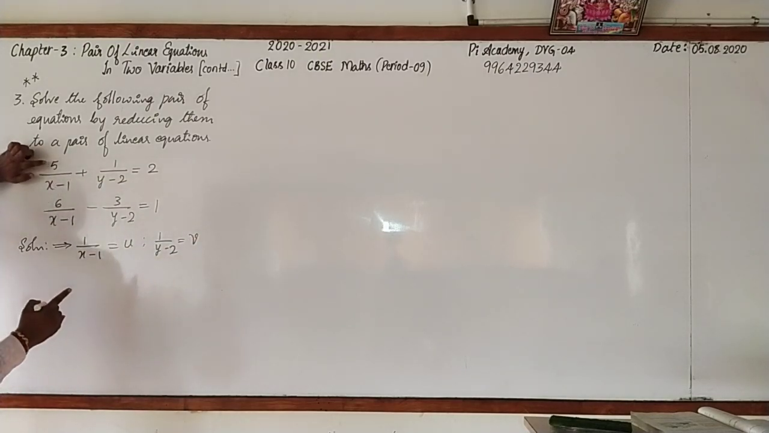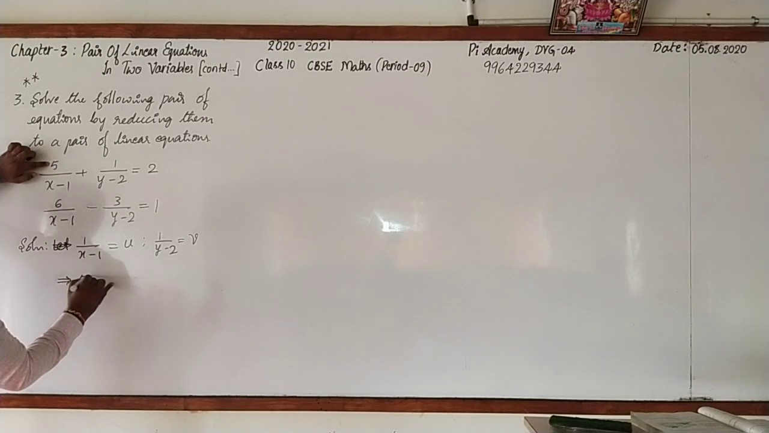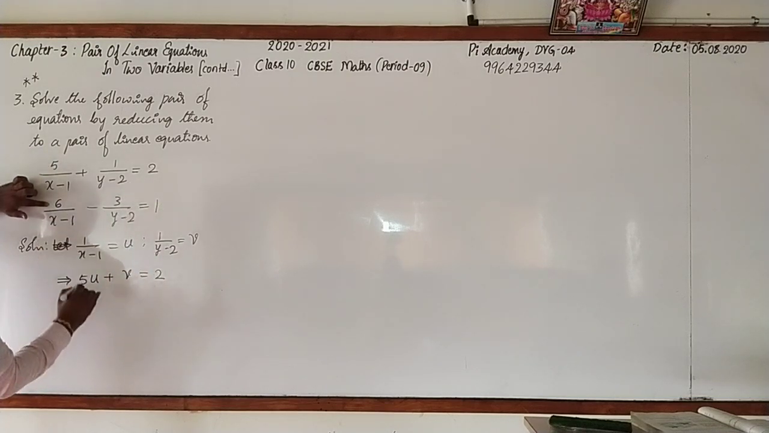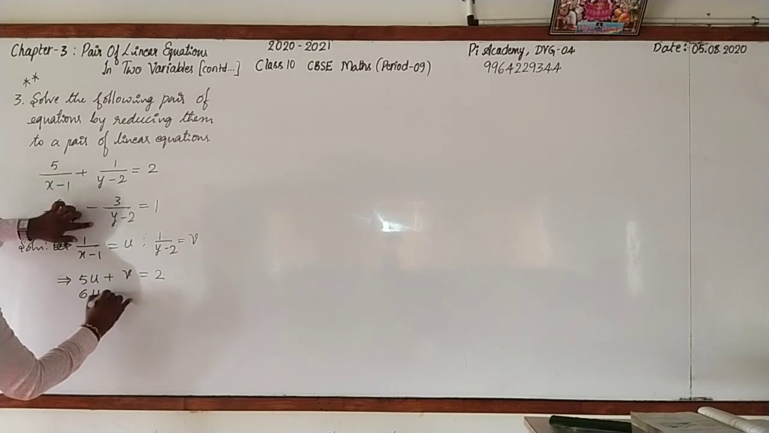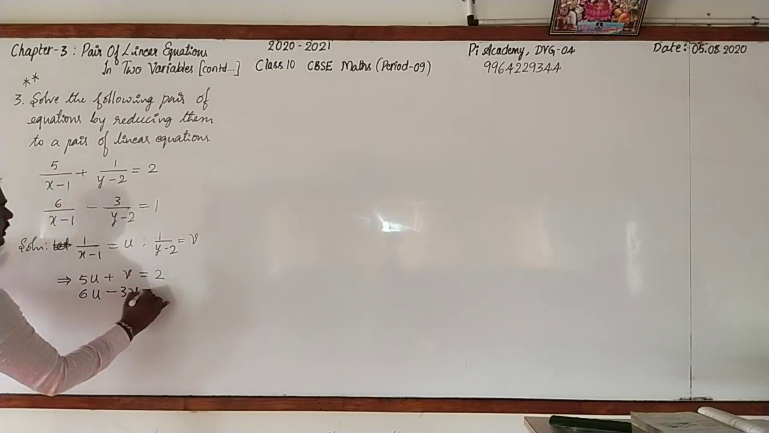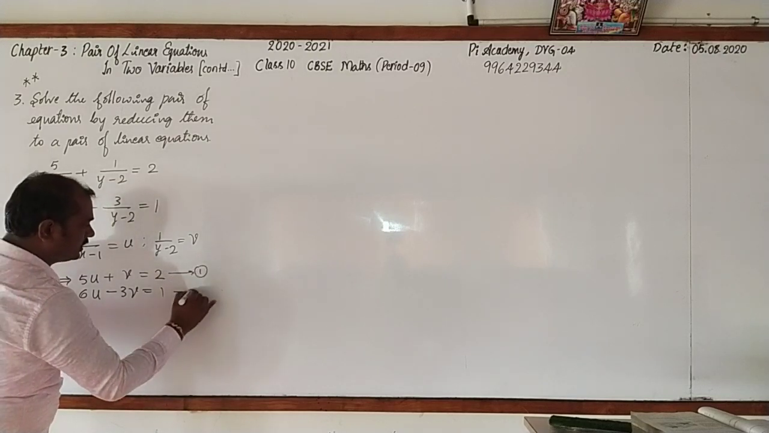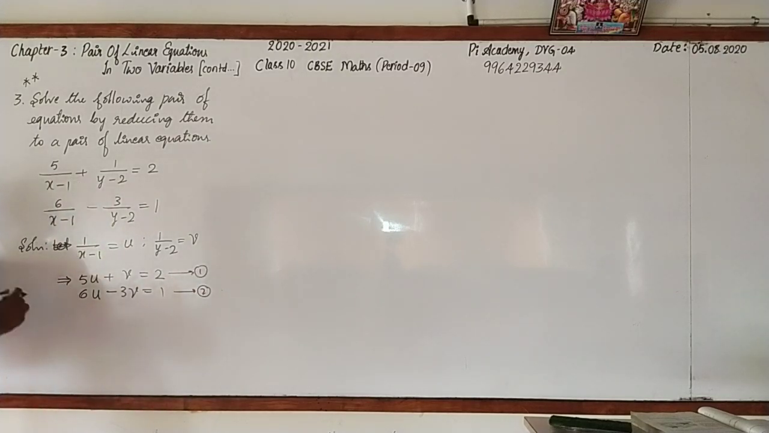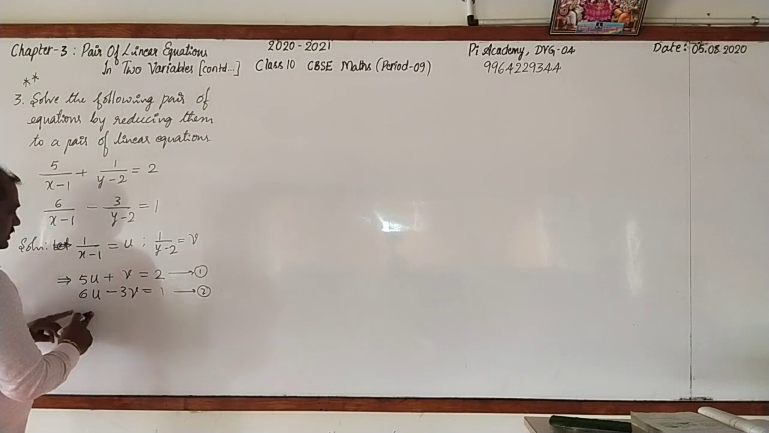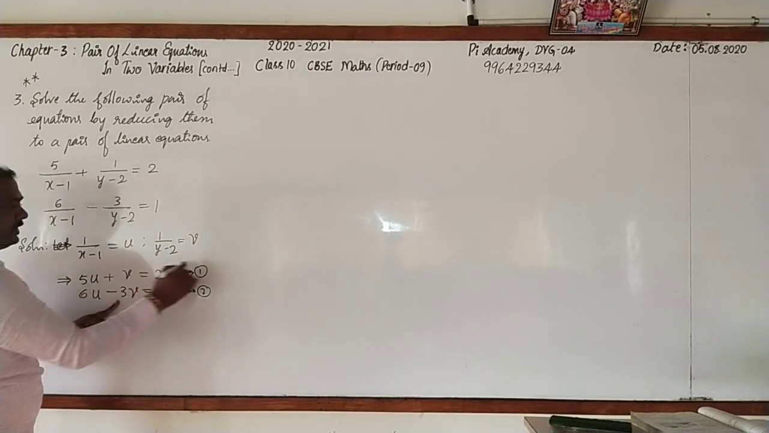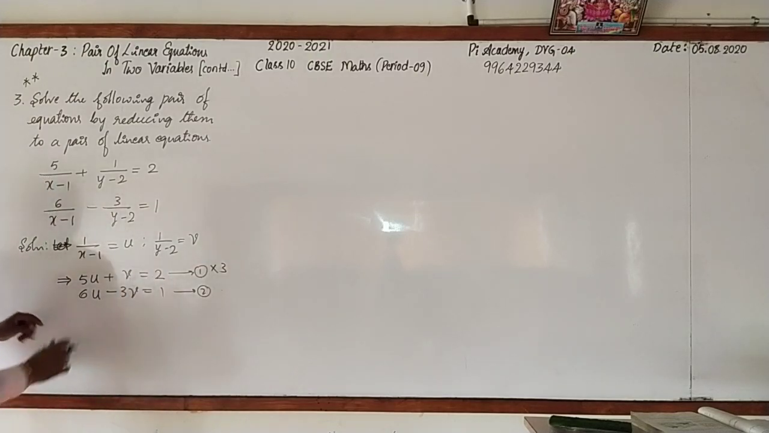Right? Then how do you go for rewriting the equations? It is 5u plus v equal to 2. This is 6u minus 3v equal to 1. You may call this the first equation and this the second equation. Then how do you solve? Yes, very simple. The least coefficient is 3. Hence I will go for multiplying by 3 here.